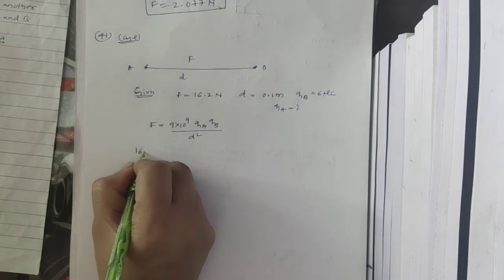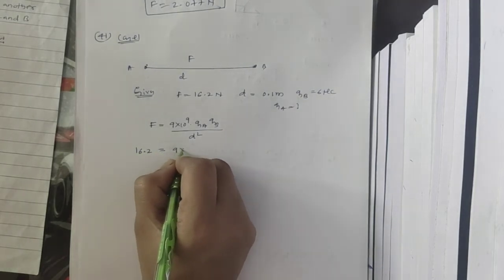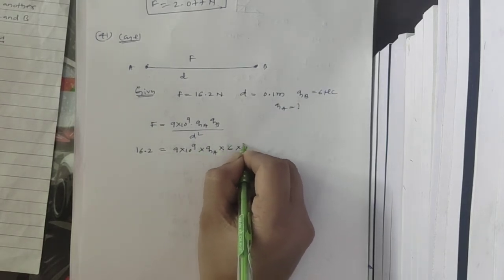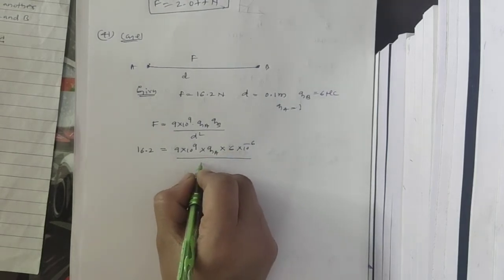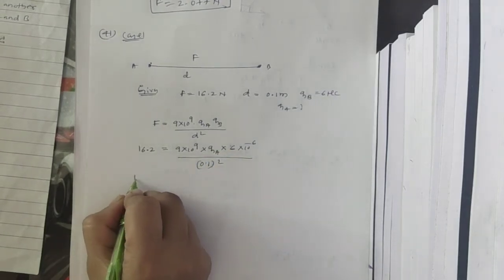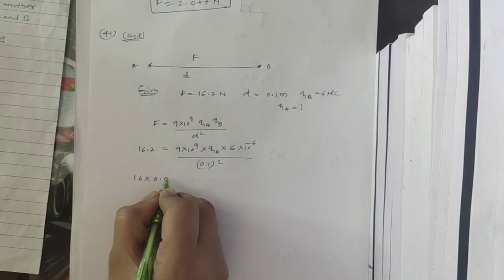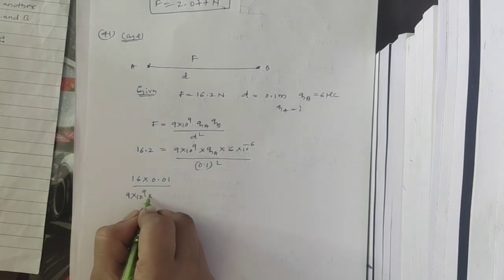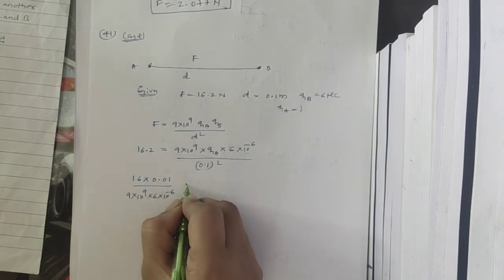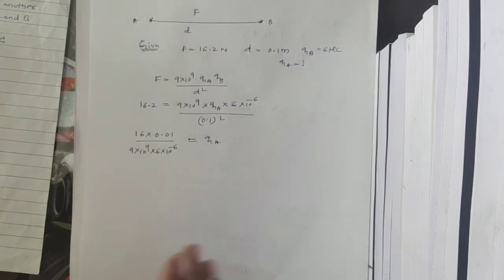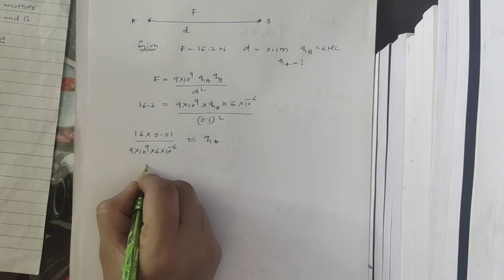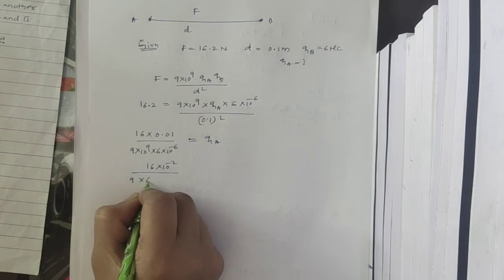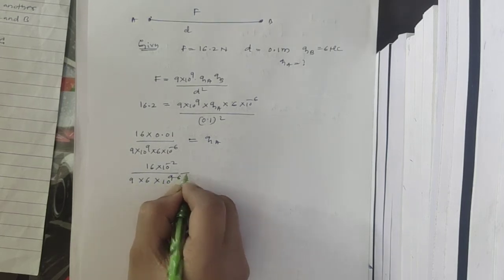F is 9 into 10 to the power 9, QA as it is, QB is 6 into 10 to the power minus 6, d square 0.1 square. Okay, 16 into 0.1 square is 0.0. I take this 9 into 10 to the power 9, 6 into 10 to the power minus 6 equal to QA. 16 into 10 to the power minus 2 divided by 9 into 6 into 10 to the power 9 minus 6 equal to QA.